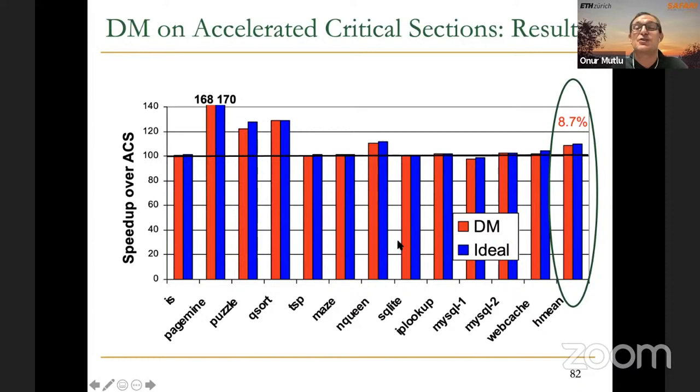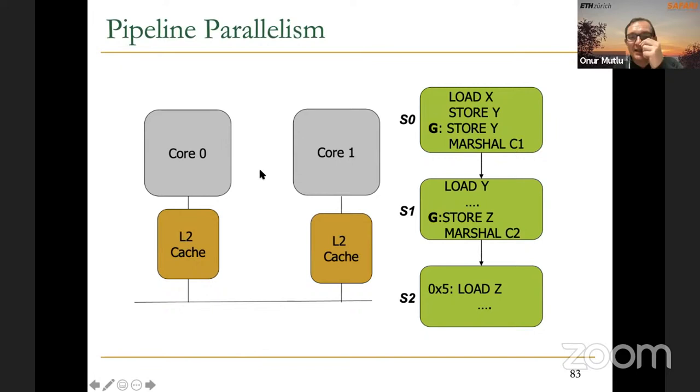Basically, this is a mechanism that buys you almost all the potential performance improvement of eliminating inter-segment cache misses with accelerated critical sections. Okay, let's take a look at the case of pipeline parallelism. So pipeline parallelism works even with symmetric cores, right? You don't need asymmetric cores here. Core zero executes stage zero, core one executes stage one. Okay, and they both have Marshall buffers.